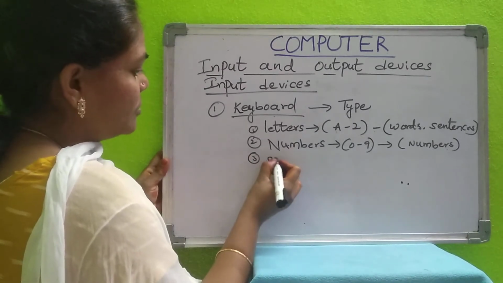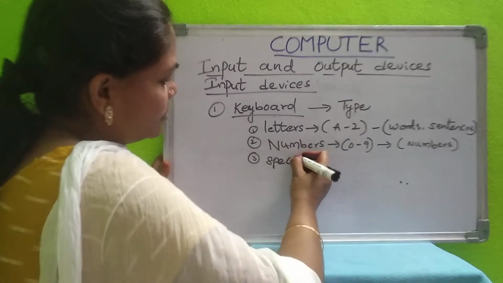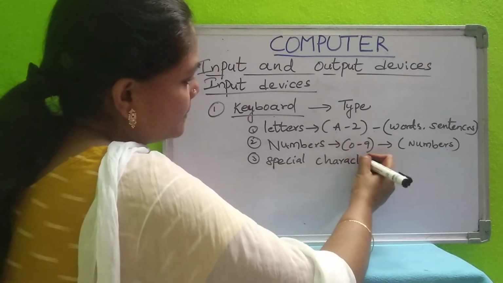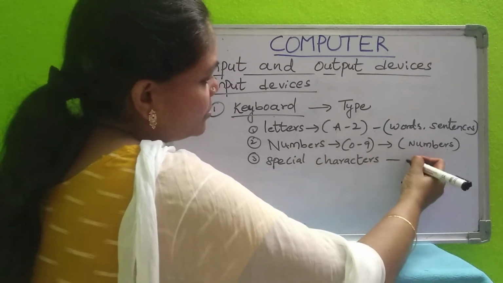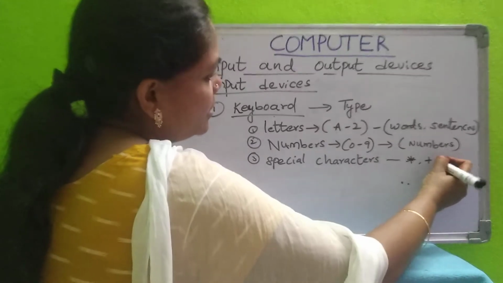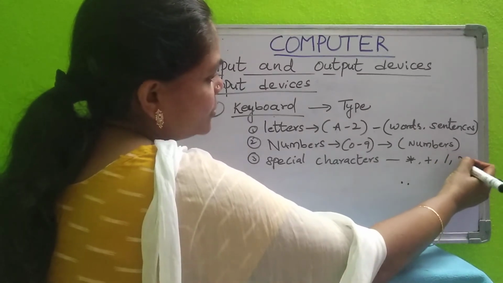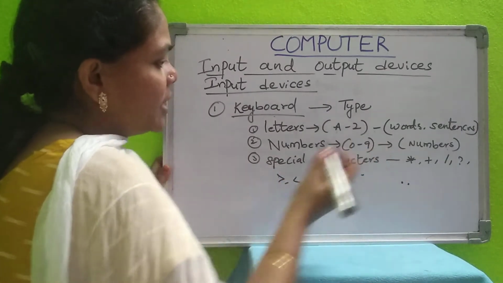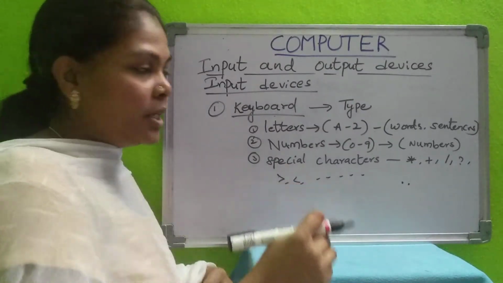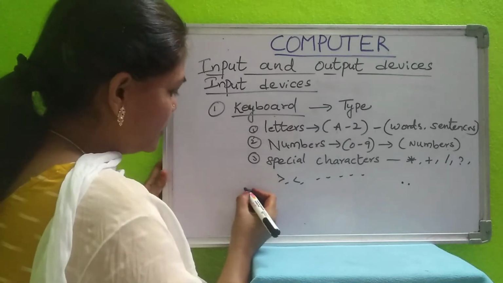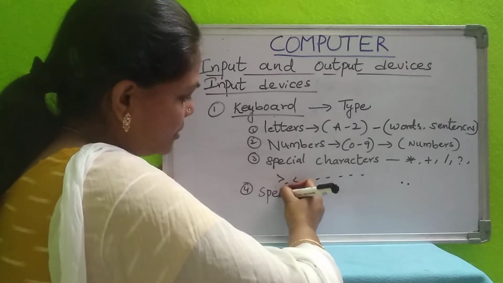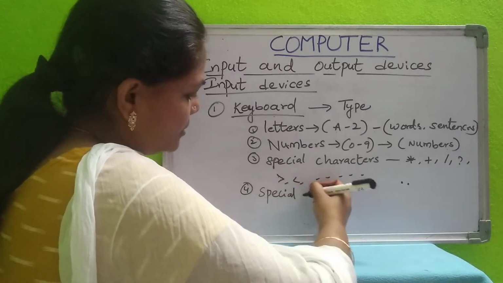And we have the special characters. We can type special characters like the star symbol, plus symbol, slash symbol, question mark symbol, greater than, less than. All these special characters we can type from the keyboard. And we have special keys also. Those we have learned in second class, isn't it?